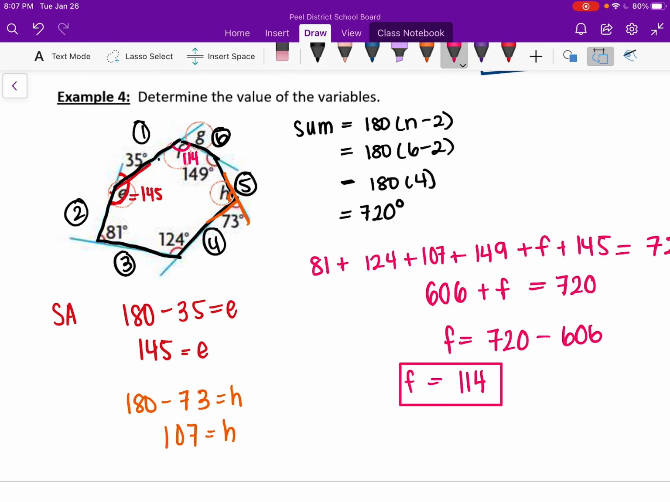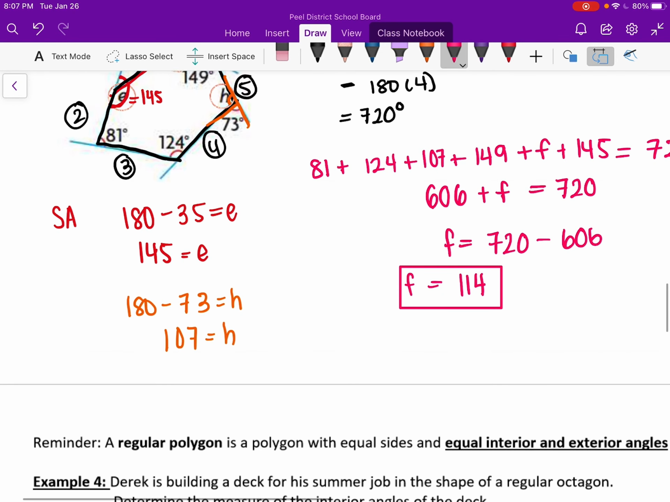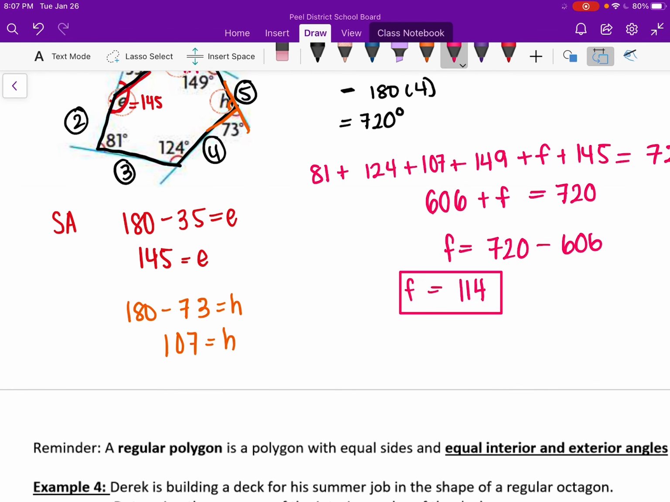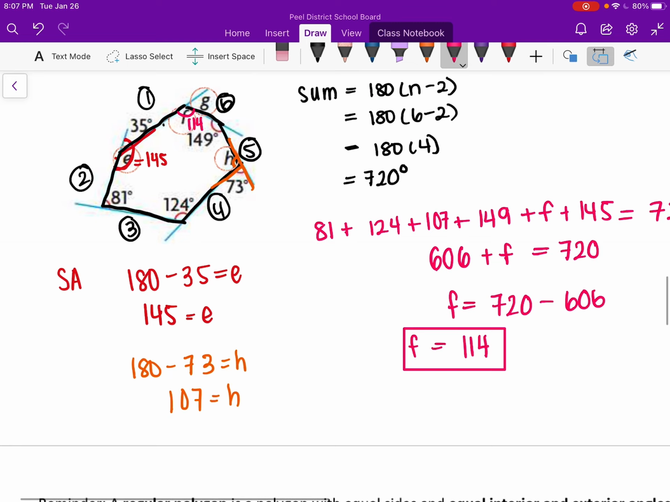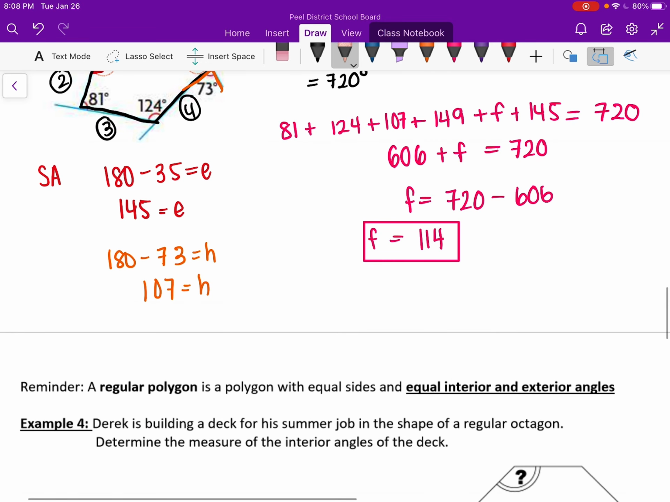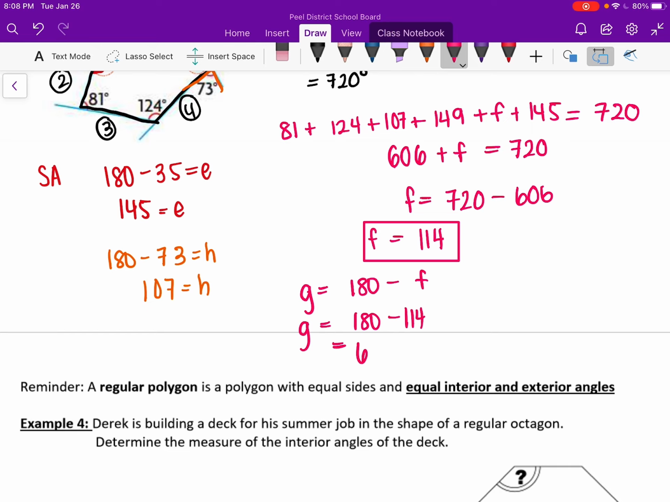Now, I'm still looking for g. I can use that same supplementary angle rule, right? Because they're both lined up to give me 180. So I know that g must be 180 minus f. So g is equal to 180 minus 114, which is going to give me 66 degrees. Right? So g is equal to 66 degrees.